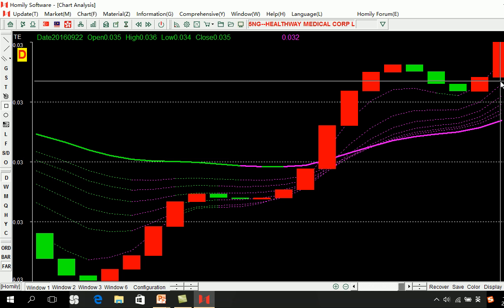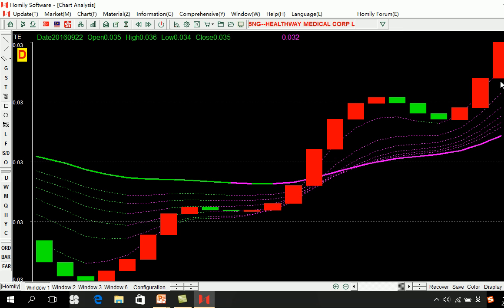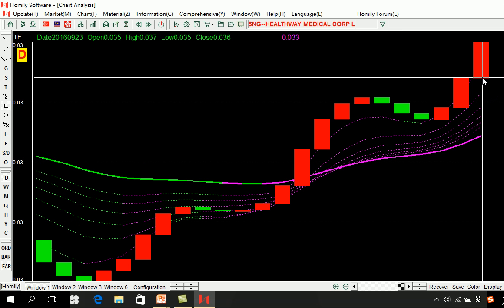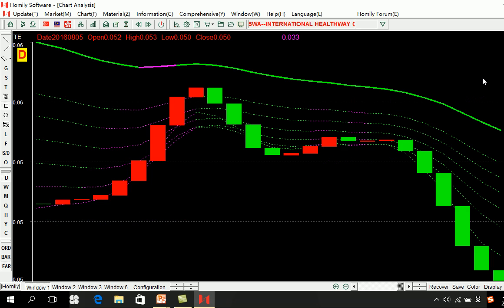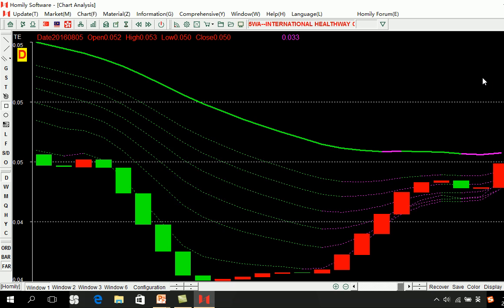The open price 0.035. So now 0.36, earn small profit. Okay, so you can use this method. How about this one?